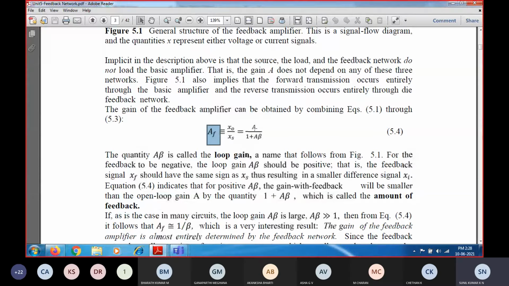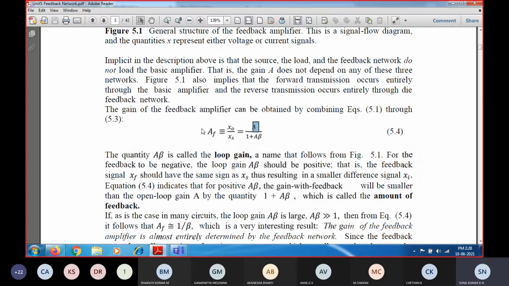And we have seen that the feedback gain is A over 1 plus A into beta. On employing negative feedback, the gain of the main amplifier, that is A, is going to be reduced by a factor of 1 plus A times beta. So this is how it works.